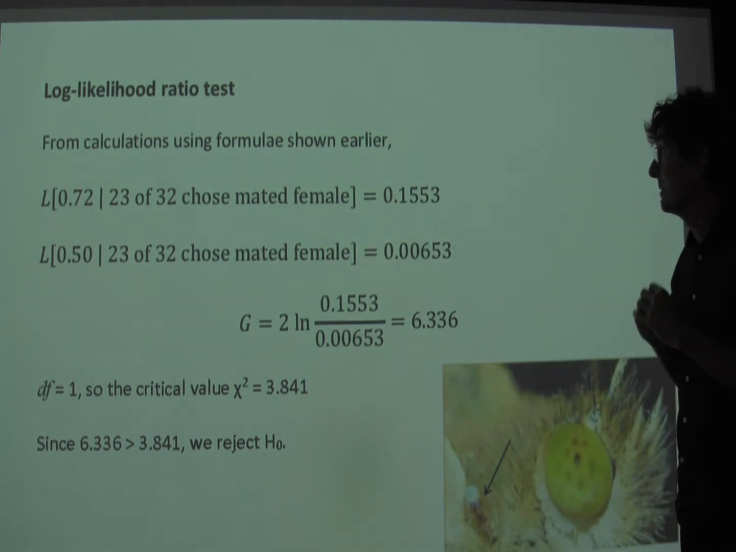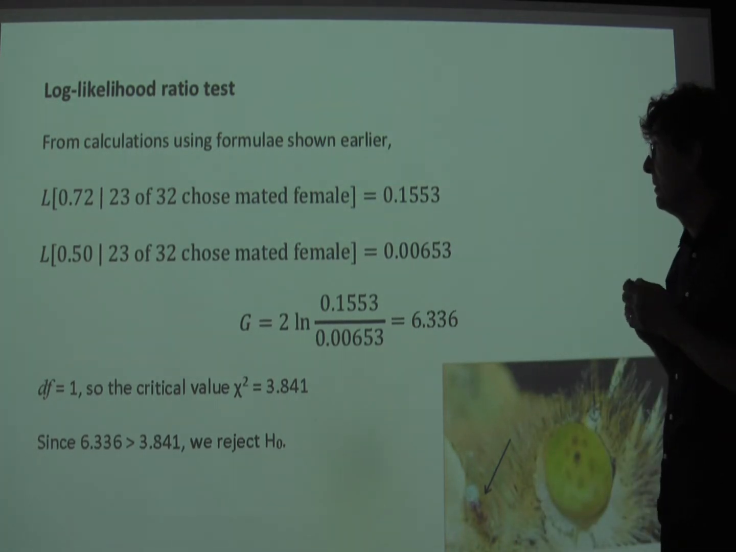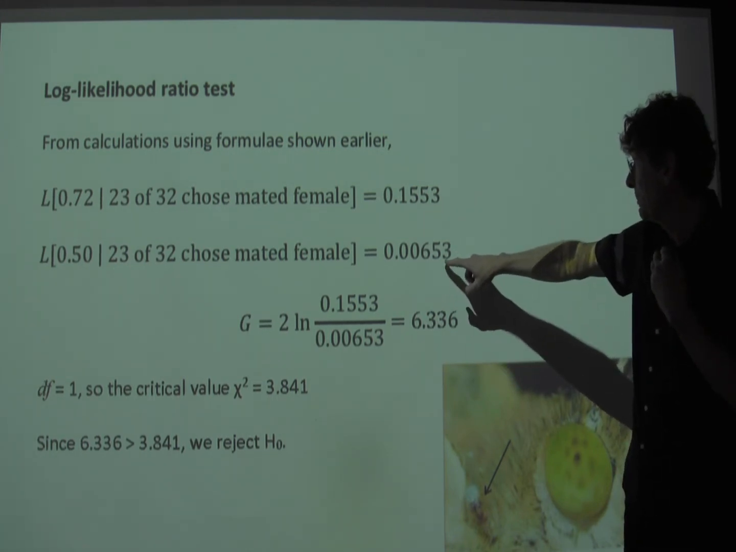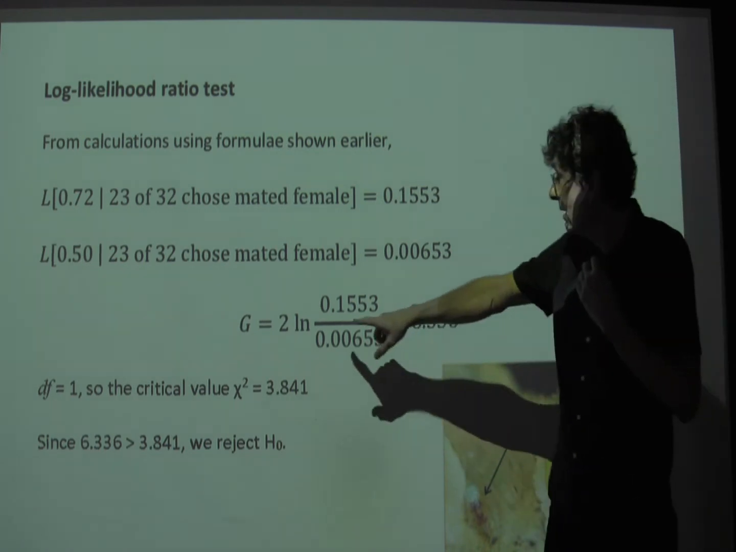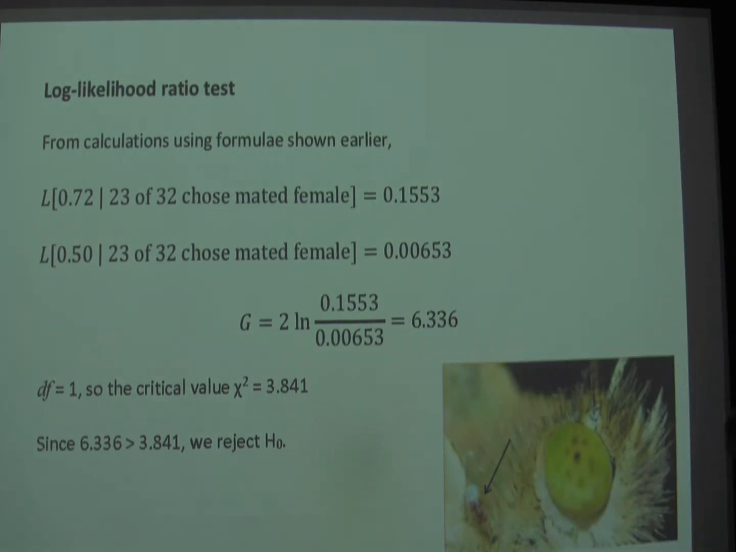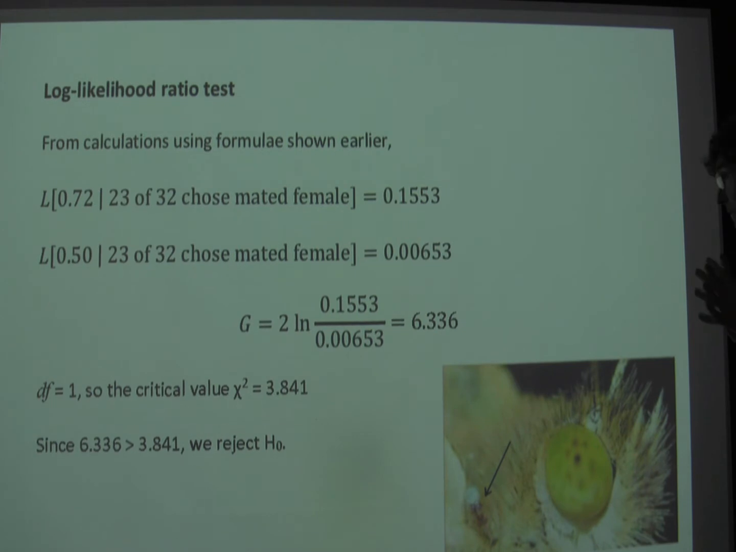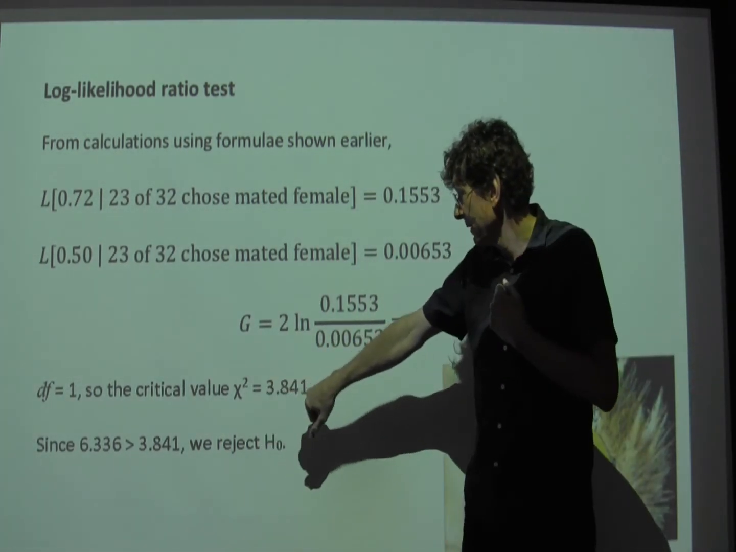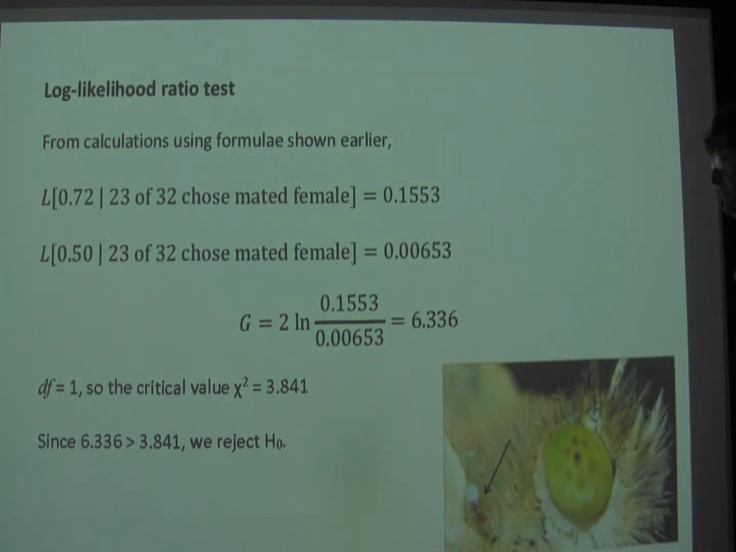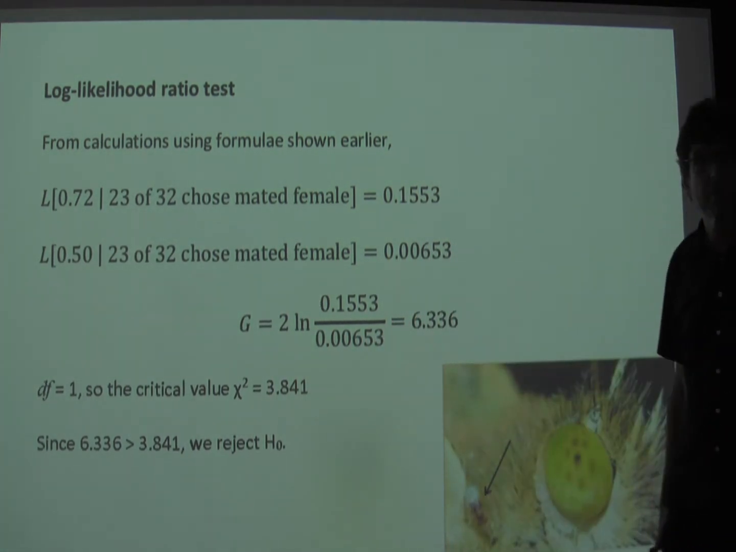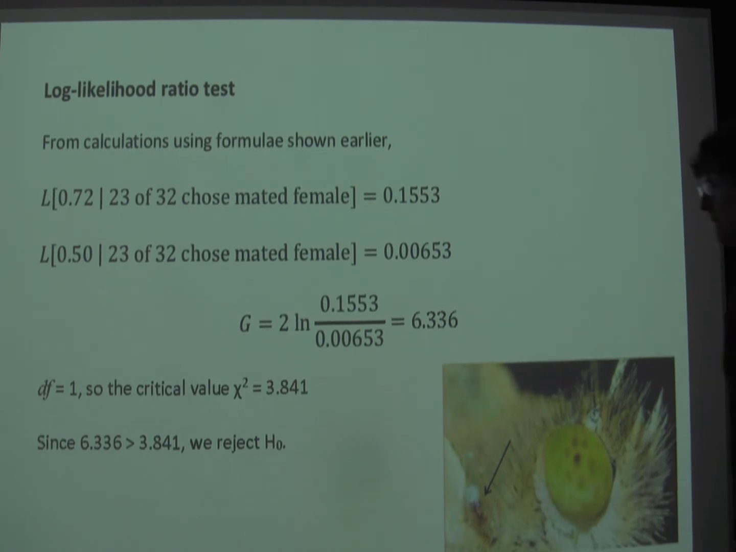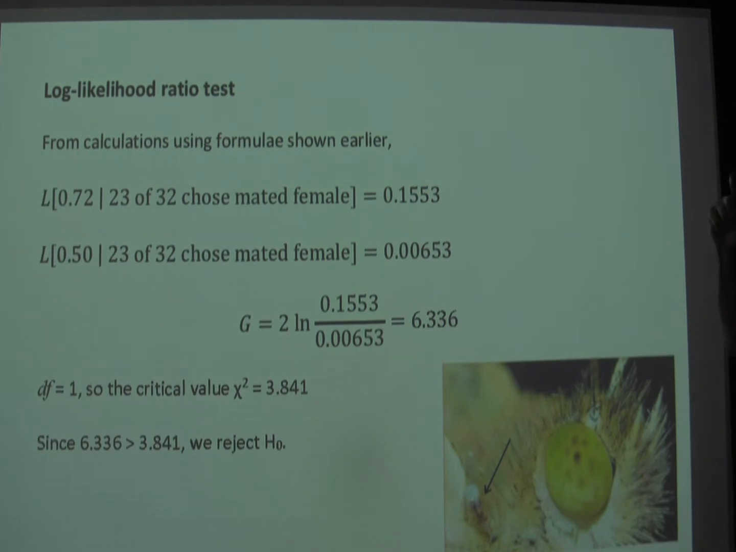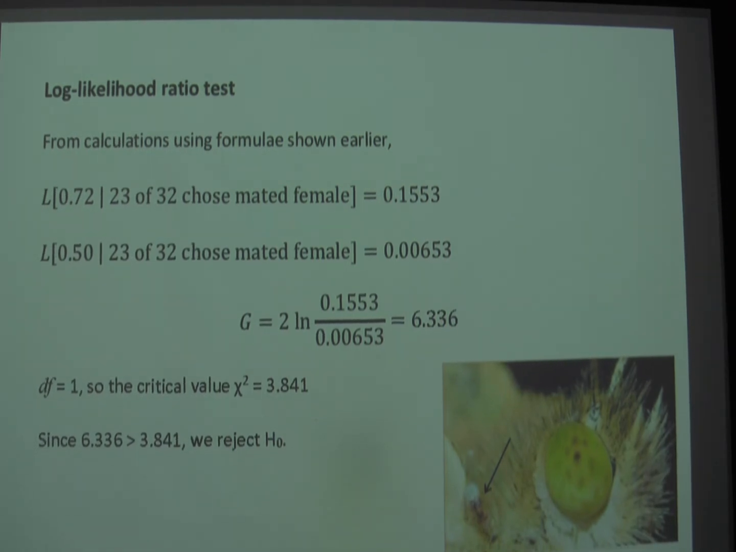So we could calculate this ourselves. Likelihood of 0.72 in the numerator is this. Likelihood of 0.5 is 0.00653. Twice the log likelihood ratio yields a G statistic of 6.336, and the critical value for the chi-squared corresponding to 1 degree of freedom is 3.841, and since this exceeds that value, we reject the null hypothesis. And half of this number, 3.841, is 1.92, which is the number that we used in calculating the 95% confidence interval.